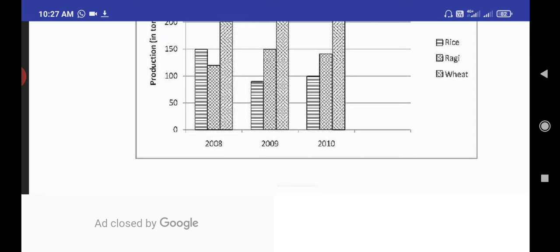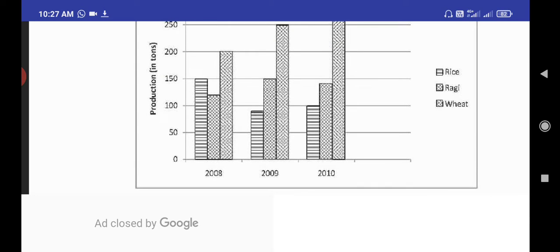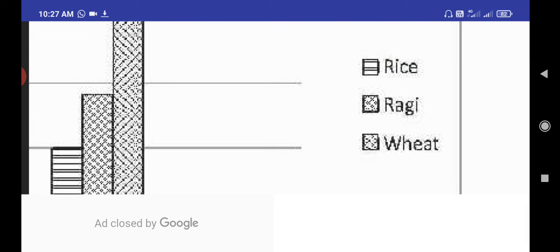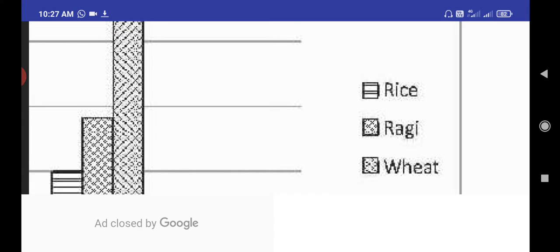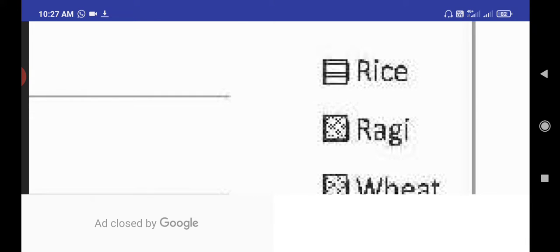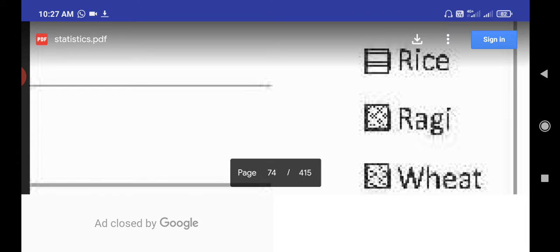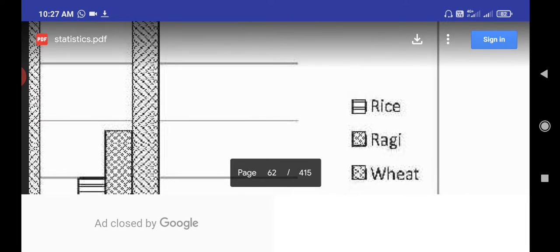We are using 3 bars in the compound bar diagram. First one is rice, second one is ragi, third one is wheat. After drawing the table, next is the index. So for the indication, rice we shade like this, ragi we shade like this, wheat we shade like this. We have to mention this.